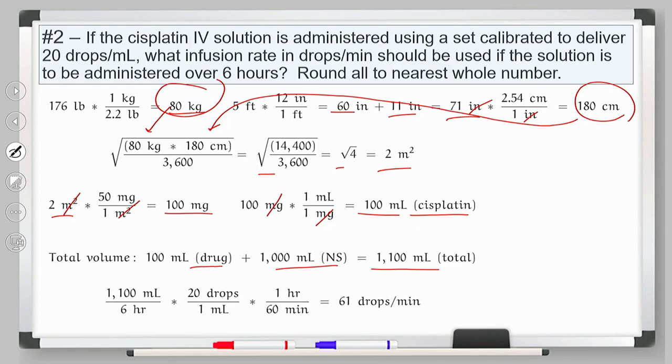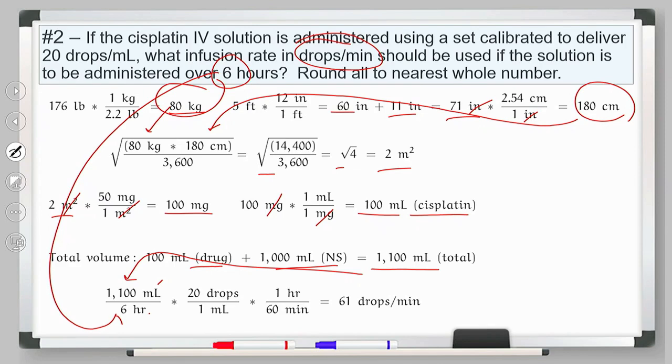Okay, and it said in the question, go back and read it, to add it to 1,000 milliliters. So we know that the drug volumes are going to be additive. So that's my total volume. That's what I have to infuse. I was told that that amount would be infused over 6 hours. But I want the infusion rate essentially in drops per minute. So this needs to be converted to drops and that needs to be converted to minutes.